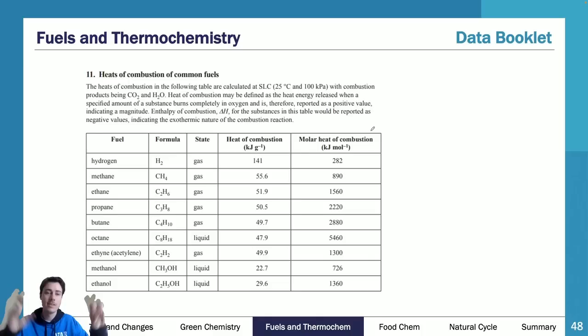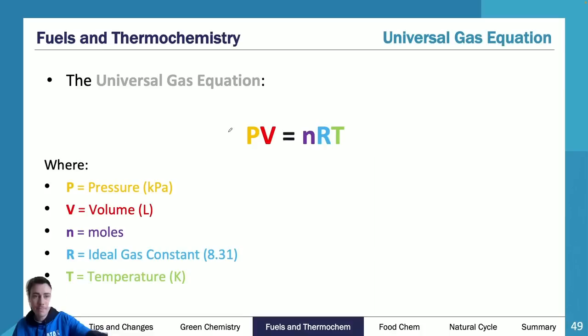Well, we use our universal gas equation. Now, this is something that you will have worked with already. You will have worked with this in year 11 or year 10, no matter, just when you did unit 1-2 chemistry. Really important, just remember the values. So P is pressure in kilopascals, V is volume in liters, N is your moles, R is your ideal gas constant, which is 8.31, and T is your temperature in kelvins. Remember, for kelvins, you add 273 to degrees Celsius.